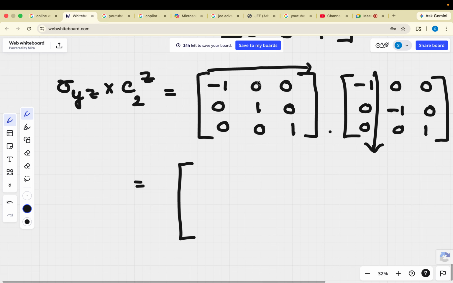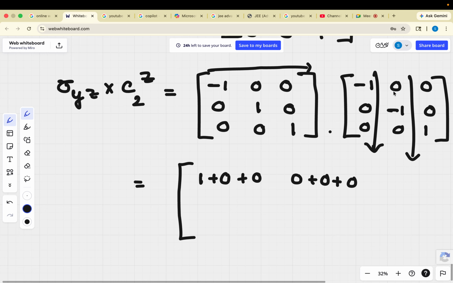So first of all, move horizontally, then vertically. Multiply now: minus 1 into minus 1, that will be 1, right? Then 0 into 0, that will be 0, and then again 0 plus 0, so you will get 0 here. Similarly, now this first horizontal with this second column. If I multiply minus 1 into 0, that will be 0, 0 into minus 1 will also be 0, and 0 into 0 will also be 0.